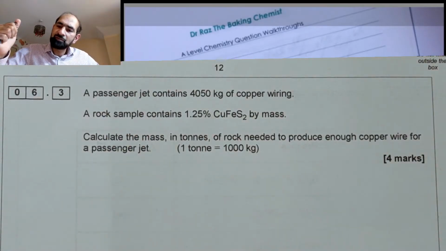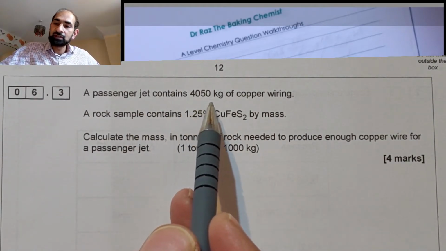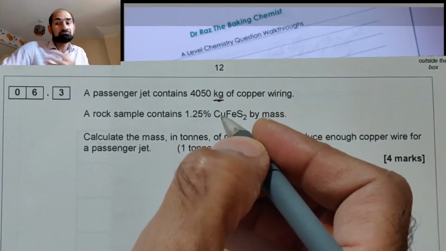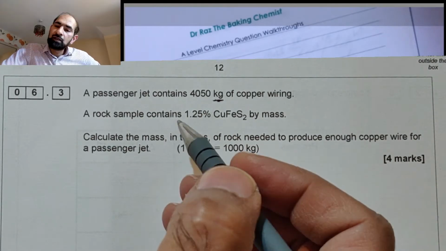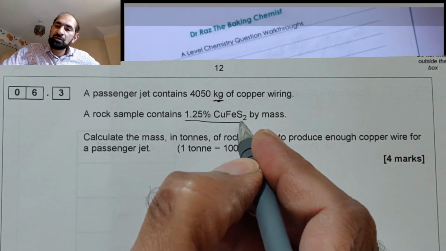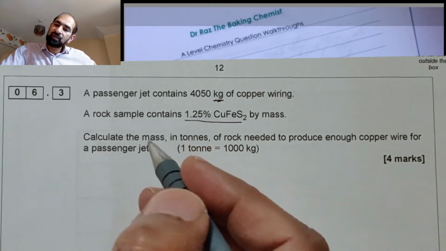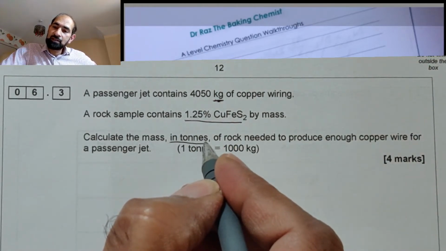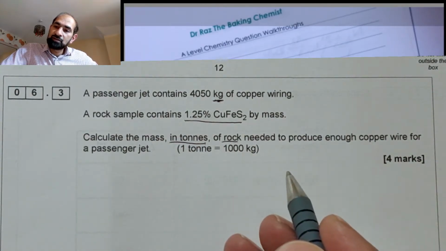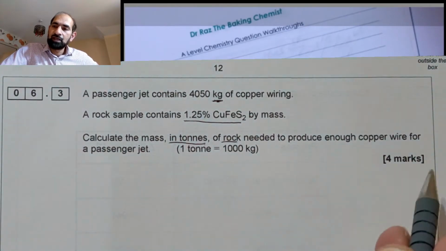Okay, so a passenger jet contains 4,050 kilograms of copper wiring. So immediately I'm thinking it's in kilograms, so I might have to change that to grams at some point. A rock sample contains 1.25% of CuFeS2, copper iron sulfide, by mass. Calculate the mass in tons. There's another conversion going on, in tons, of rock needed. So it's the rock that we need to produce enough copper wire for a passenger jet. And it's a 4 mark question.